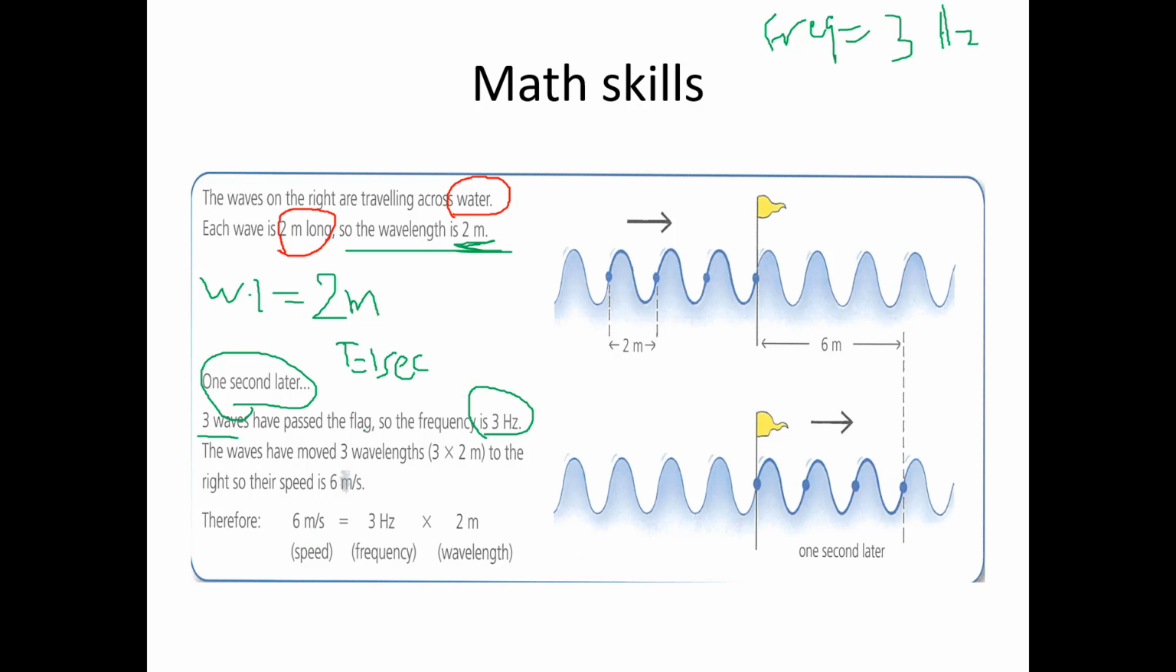So the equation to find the speed, what is the equation? Let's write the equation here. Speed equal to frequency times the wavelength.